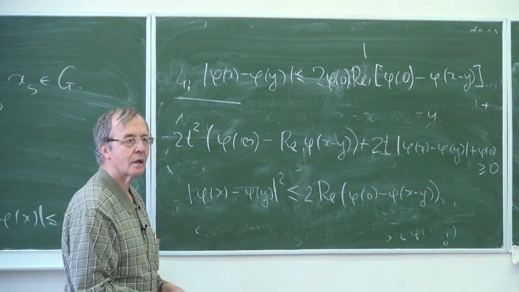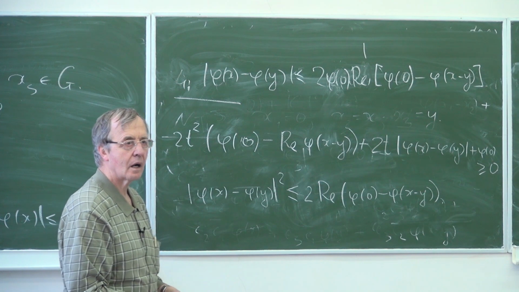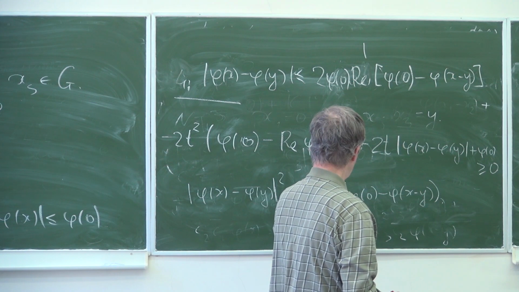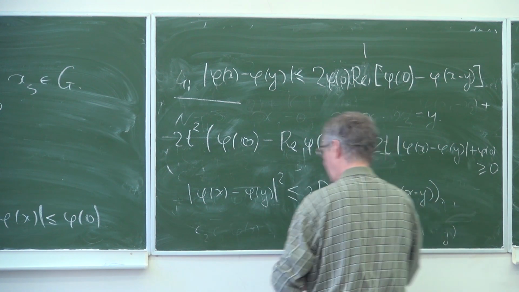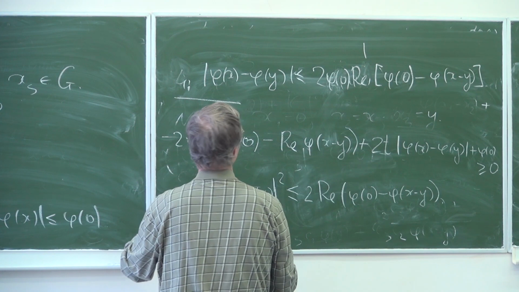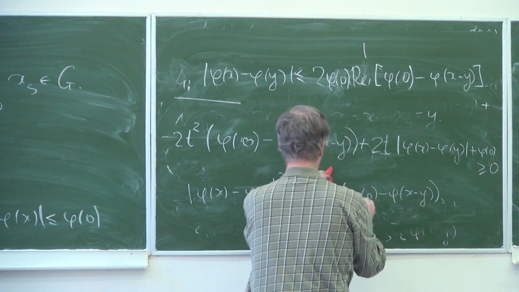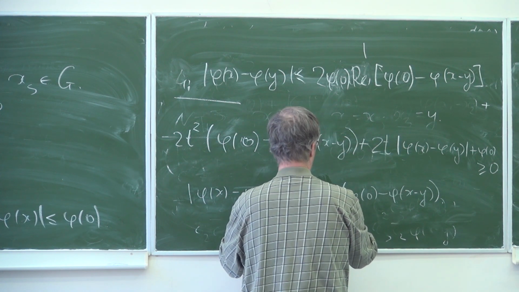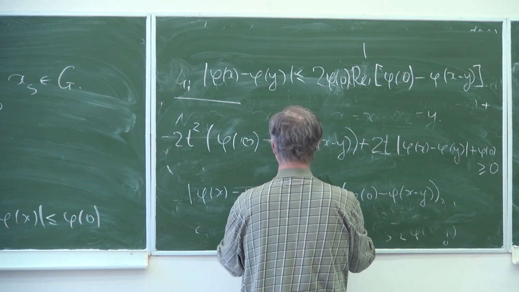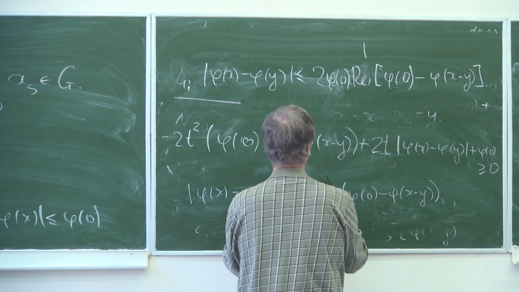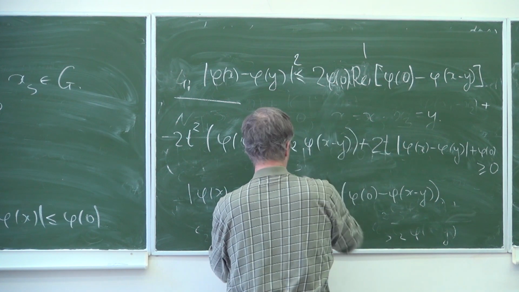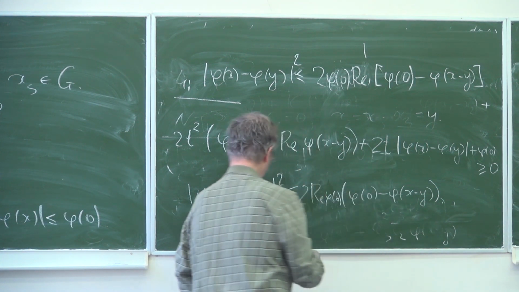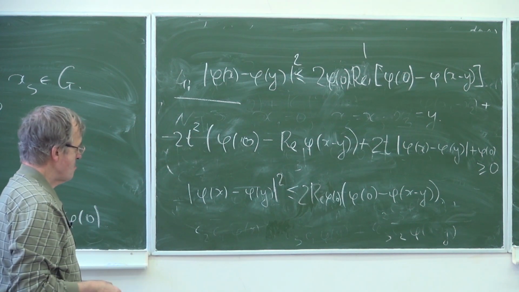Well, yes? It seems that there is phi of 0 minus something on the right side. Ah, yes, I forgot that, and it is present here. Really square in the square? No. Yes, it is a square. It should be a square here, and phi of 0 here. Okay. Now everything is correct.